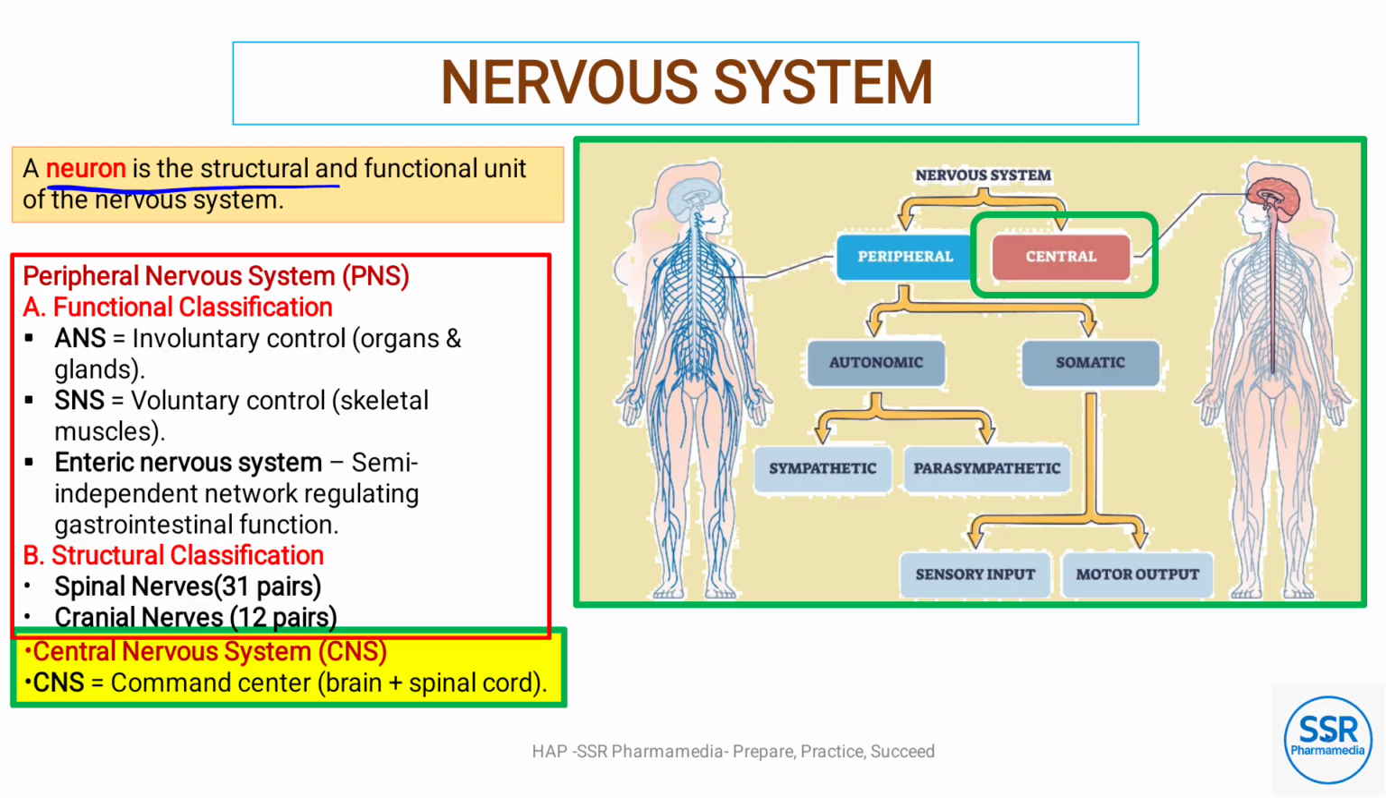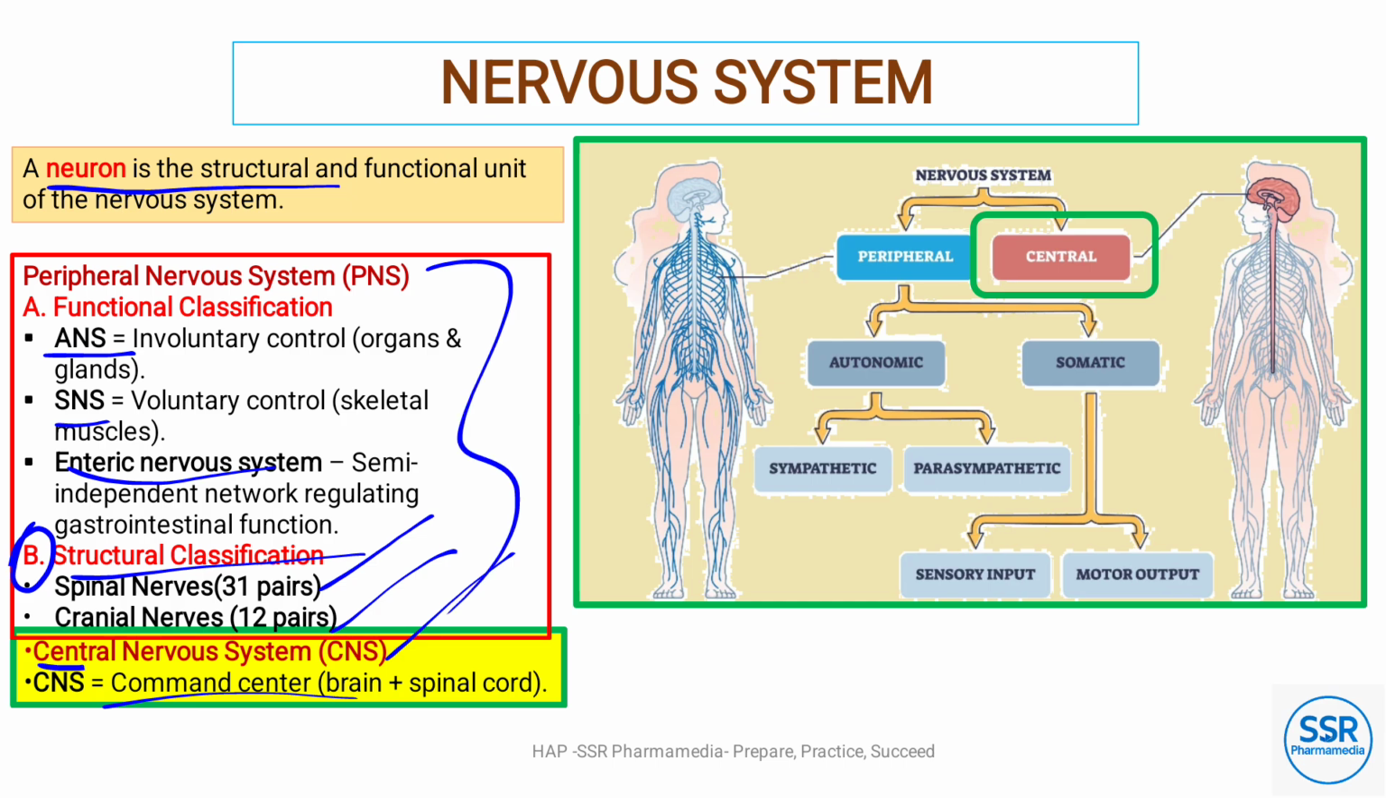So already I told you about the peripheral nervous system. In the functional classification: ANS, somatic nervous system SNS, and enteric nervous system. In the structural classification: spinal nerves and cranial nerves. Then the central nervous system, CNS. We have already discussed this in the last video.